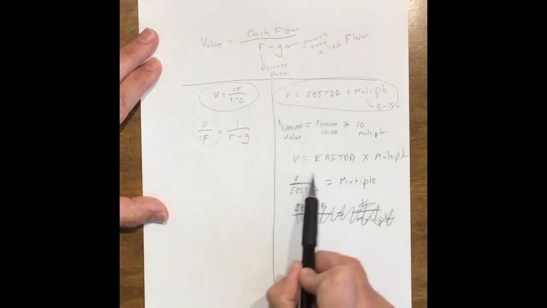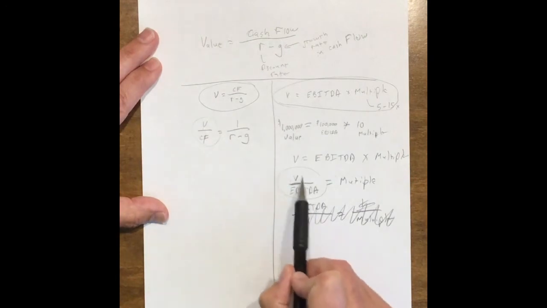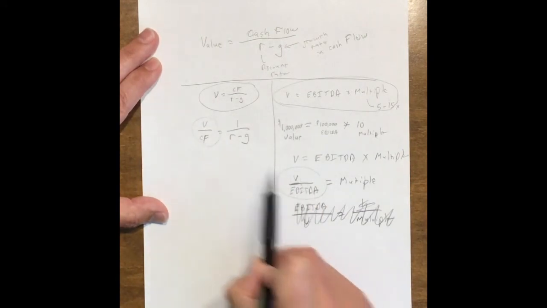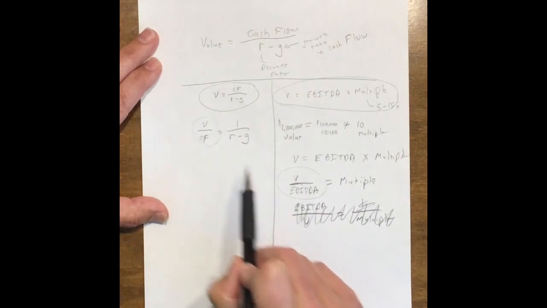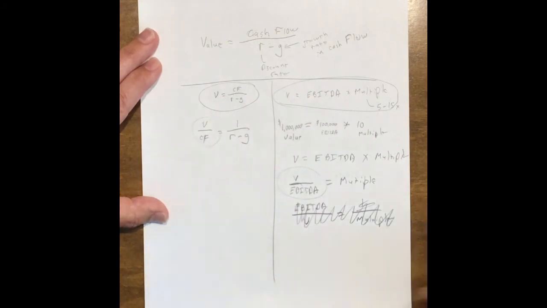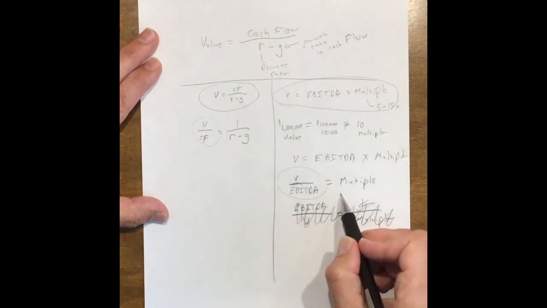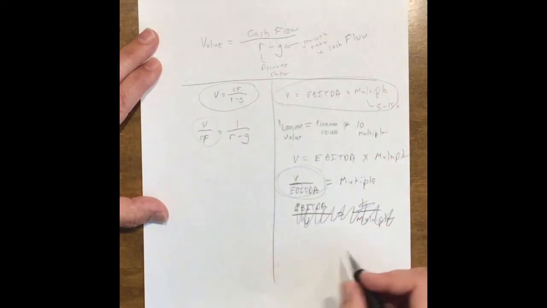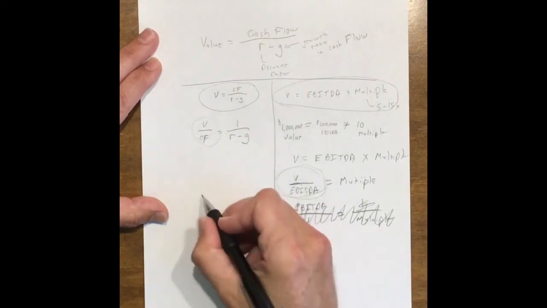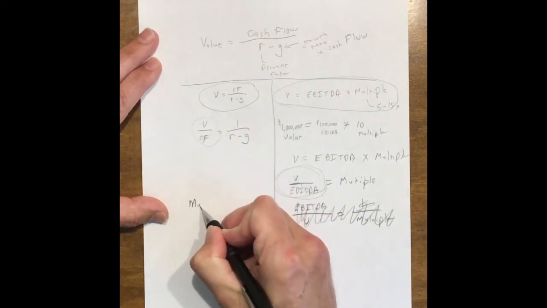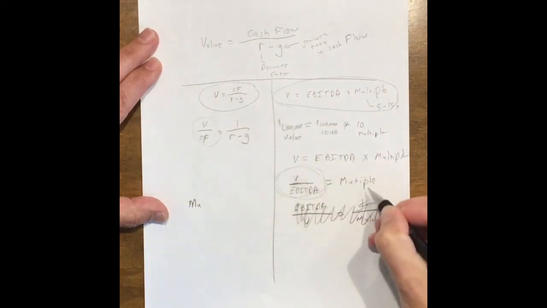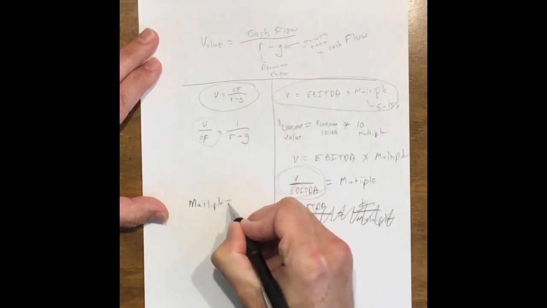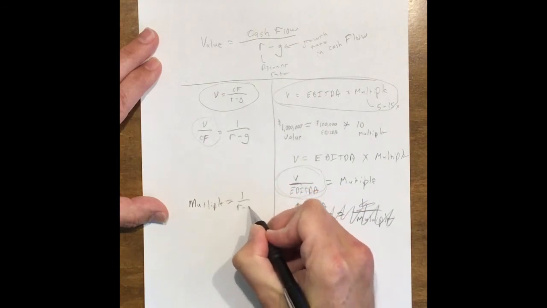So you see how these look alike? This side looks like this side. Value on the top, EBITDA on the bottom, cash flow here. EBITDA is a proxy for cash flow. So you can say this side of the equation's the same. So the multiple, since both these sides must be the same, the multiple must be equal to 1 over R minus G.